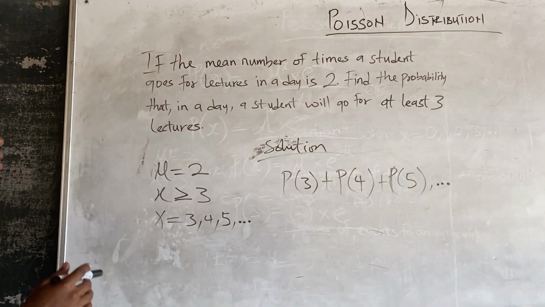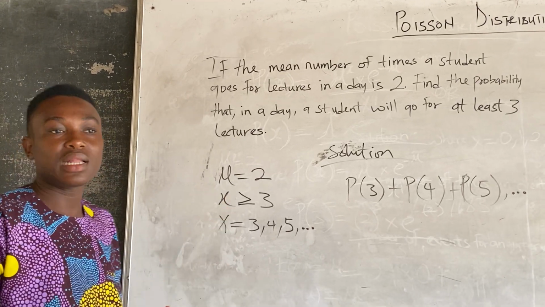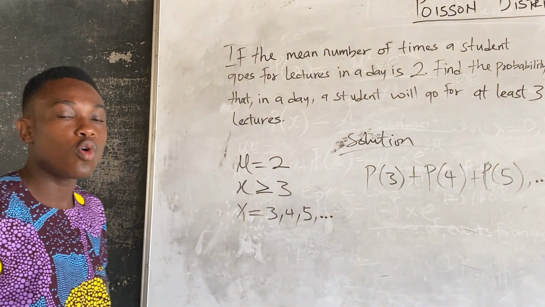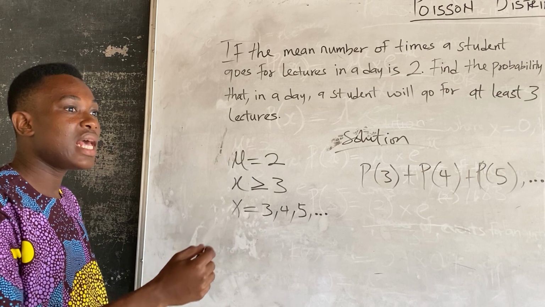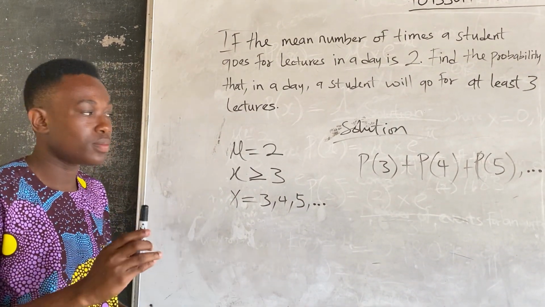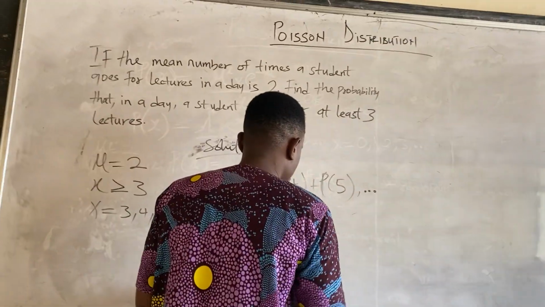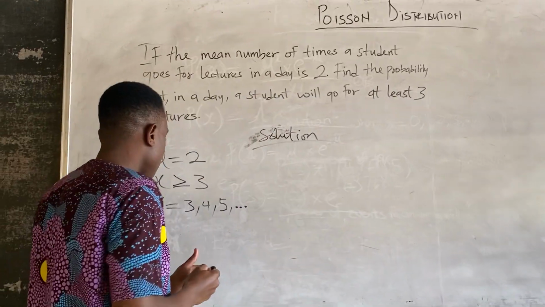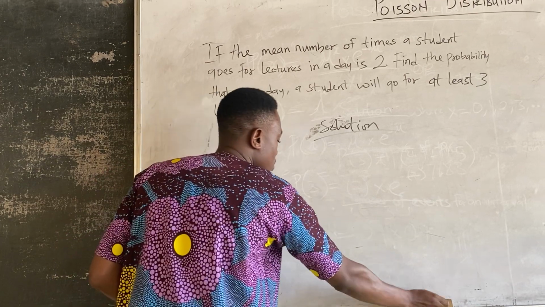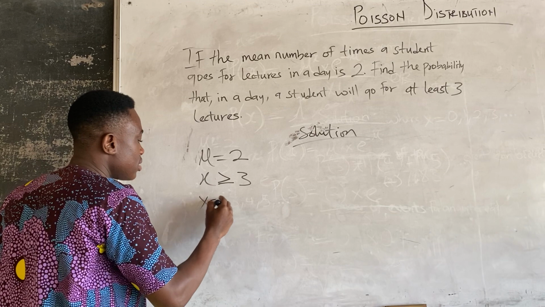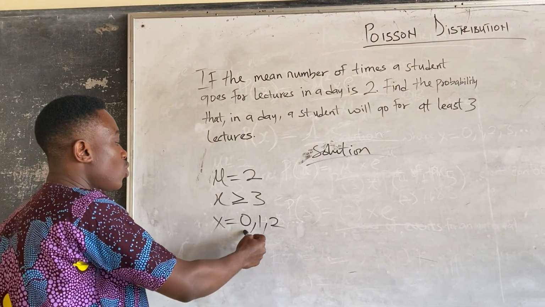If a student goes for at least 3 lectures in a day, it means a student goes for 3 or more lectures. And the opposite of this event will be less than 3 lectures. So instead of finding the probability that a student will go for at least 3 lectures in a day, we will rather find the probability that a student will go for less than 3 lectures in a day. Then we'll subtract it from 1 to give us the answer for our at least 3 lectures. This means we are going to find the probability that x equals 0, 1, and 2, since the number of events less than 3 are 0, 1, and 2.